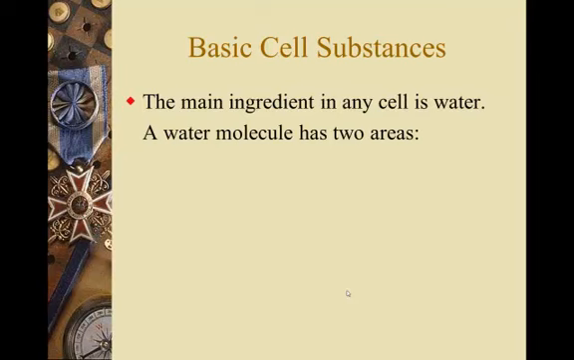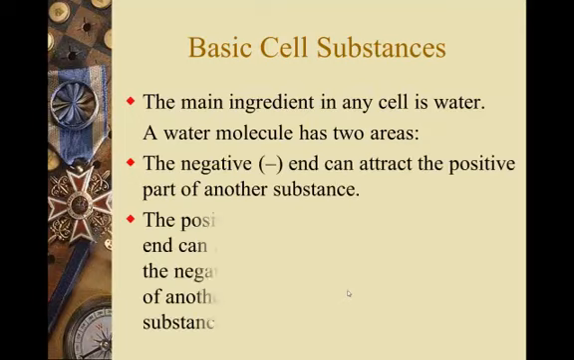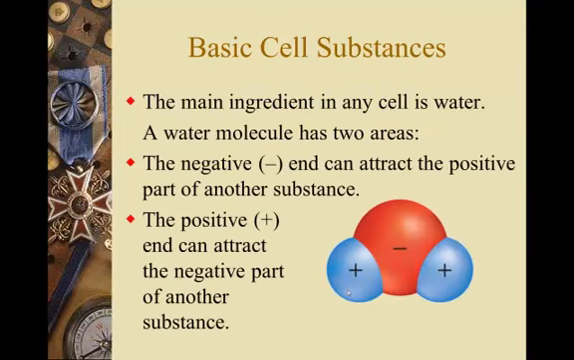Now, the basic cell substances. When we look inside a cell, we're going to find out that most of it is water, because plasma is mostly water. I think it's about 90% water. So the main ingredient in any cell is water. A water molecule has two parts, and hopefully you studied a little bit of this last year. I know you're definitely going to study a lot more of it in 8th grade when you study physical science.